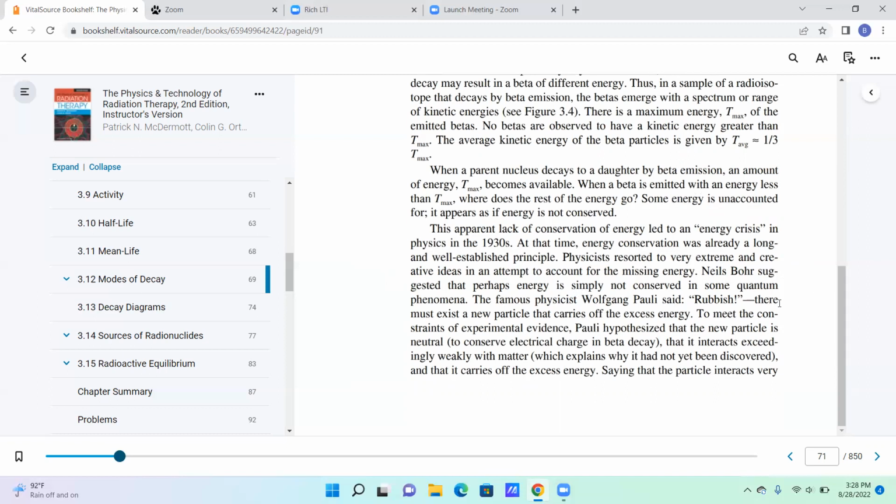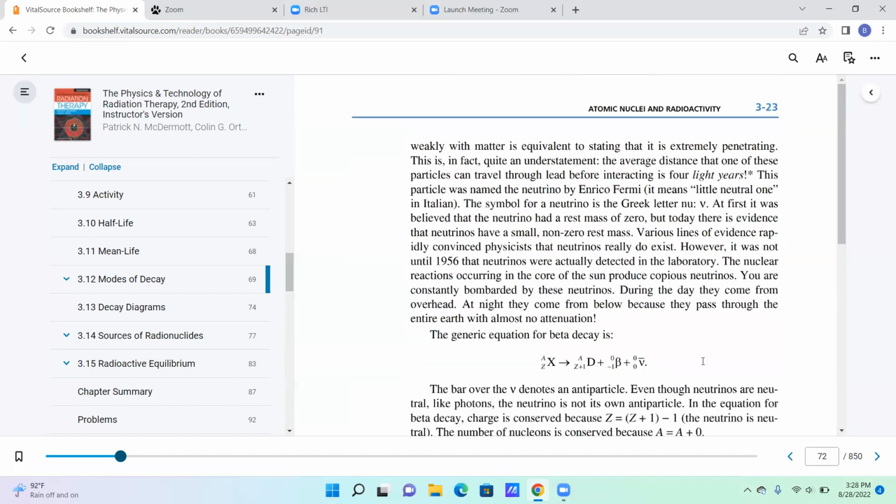Wolfgang Pauli said, rubbish, there must exist a new particle that carries off the excess energy. To meet the constraints of empirical evidence, Pauli hypothesized that the new particle is neutral to conserve electric charge, and that it interacts exceedingly weakly with matter, which explains why it hasn't been discovered, and carries off excess energy. Saying that the particle interacts very weakly with matter is equivalent to stating that it's extremely penetrating.